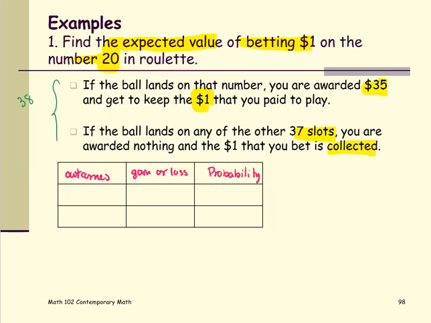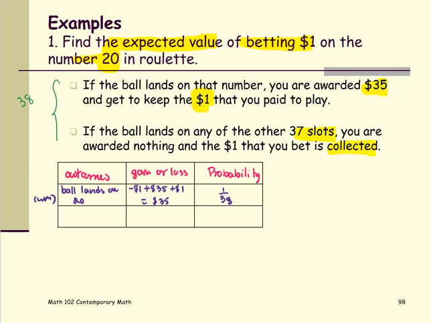So for the first column, the outcomes: if the ball lands on the number 20, that means you win. You put $1 in, so you already paid out of your pocket. You win, you get $35, and you get to keep the dollar that you paid to play. So the net gain is going to be $35. And the probability of the ball landing on the number 20 is 1 out of 38.